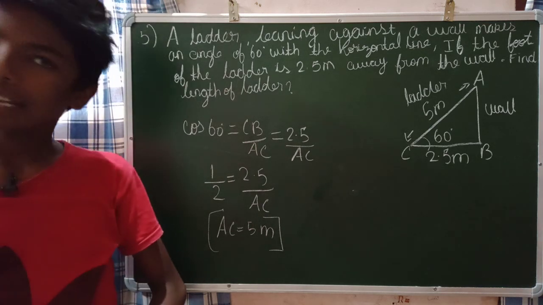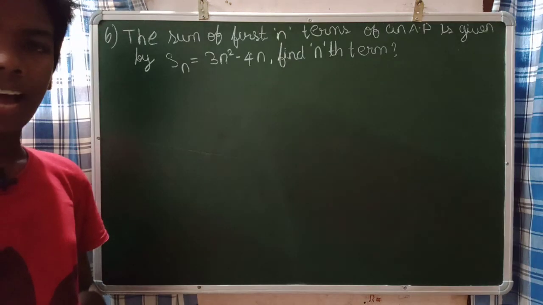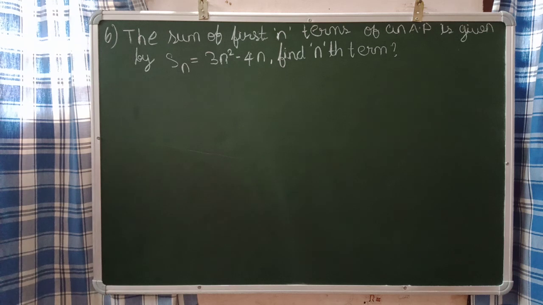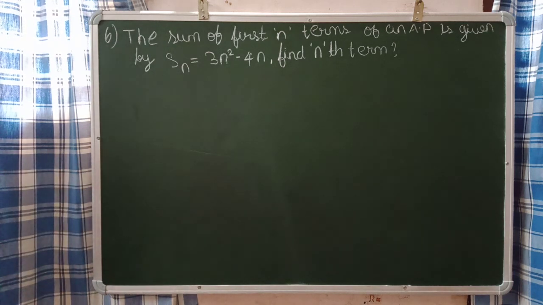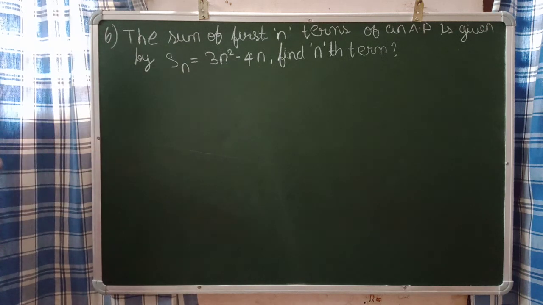Let us move on to the next question. Our next question is, the sum of the first n terms of an AP is given by Sn is equal to 3n square minus 4n. Find the nth term. That means the general term of this particular AP. So guys, listen carefully. This is Sn, that is 3n square minus 4n. That is the sum of n terms of an AP.